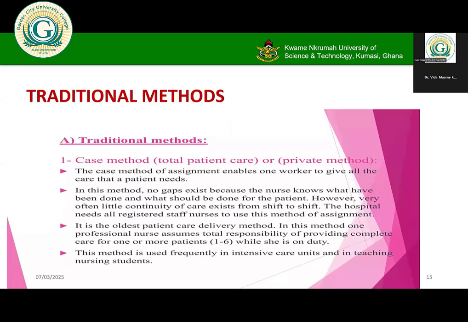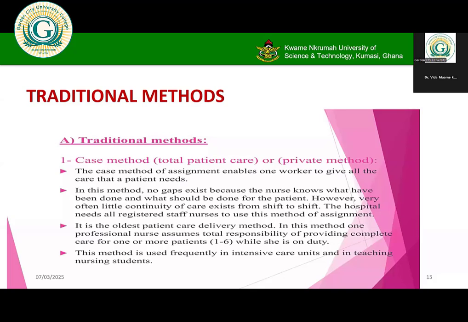As I said, the case method of assignment enables one worker to give all the care that the patient needs. In this method, no gaps exist because the nurse knows what has been done and what should be done for the patient. However, very often little continuity of care exists from shift to shift. The hospital needs all registered staff nurses to use this method of assignment. It is the oldest patient care delivery method.